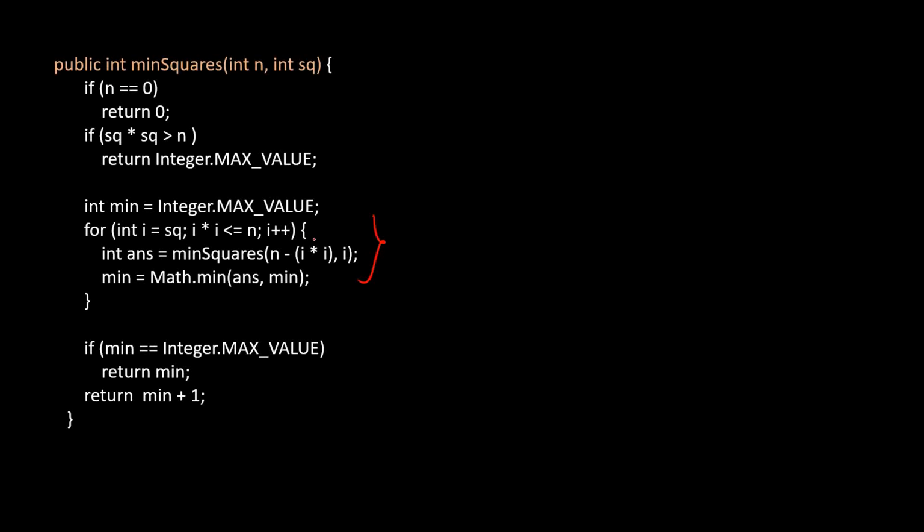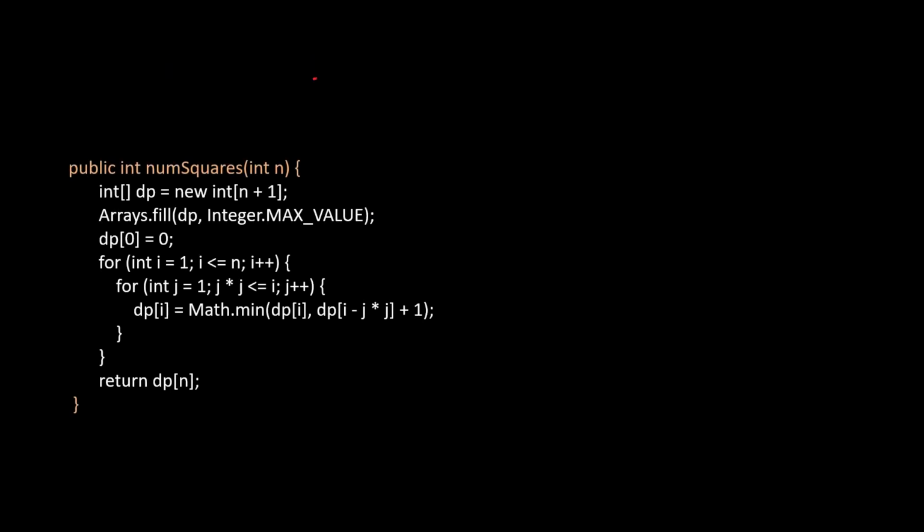Now I am branching out the solution. My I will start from SQ and its square will go till n, and I will subtract n minus I into I, and I will recurse the problem. I will get the minimum of all answers from sub-problems, then I will return minimum plus 1. And if I haven't found any answer, then I will return integer max value. Let's see the DP solution for this problem.